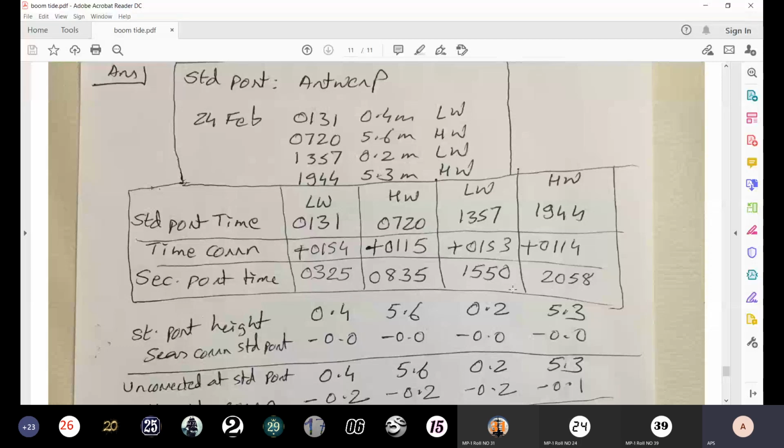Okay, now comes the part where we have to get the height. What will be the height? We know the low water height is 0.4, high water is 5.6, low water 0.2, 5.3 at Antwerp. But we have to apply some correction to this to get the height at boom. So how do we do it? You have to remember one thing, tide tables, when you see standard port heights, this data, it includes seasonal correction. Something like, I'll give you an example.